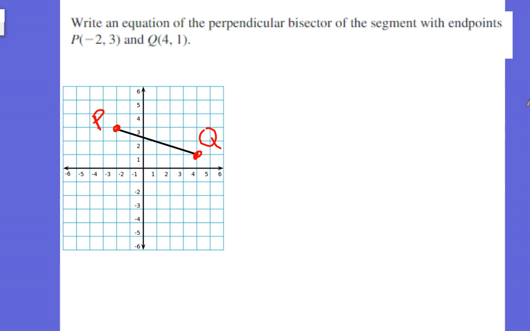How do we do it? Well, let's think of what we need. To be a perpendicular bisector, it has to be two things, right? It has to be perpendicular and split it in half. So what are we going to need to know? Well, we're going to have to find the slope of the line that is going to end up being perpendicular to PQ. So let's find the slope of PQ first and then find its opposite reciprocal to find the perpendicular slope.